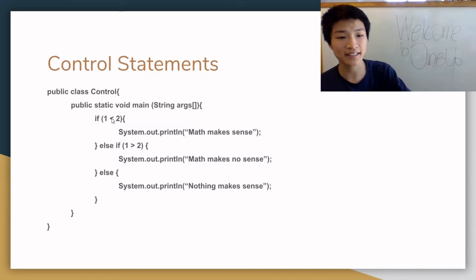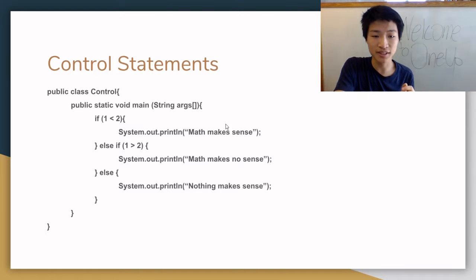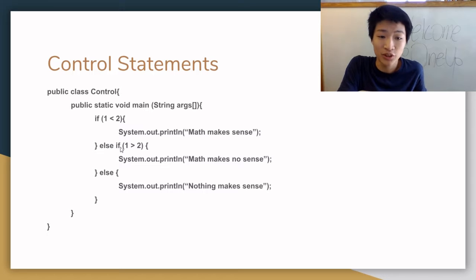It has an if statement, which means if 1 is less than 2, the things inside the curly brackets, if that is true, it'll print something out. Otherwise, if 1 is not less than 2, it'll check again. Is 1 greater than 2? If that is true, then it'll print out this code. Otherwise, if none of those are true, print out the last piece of code.